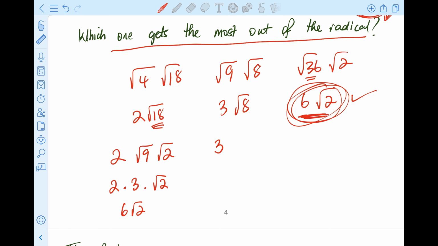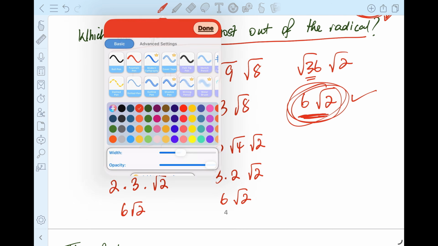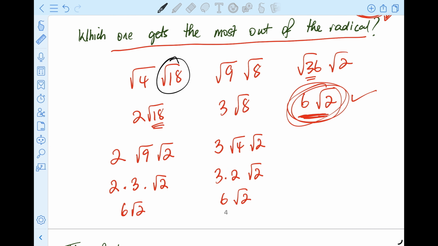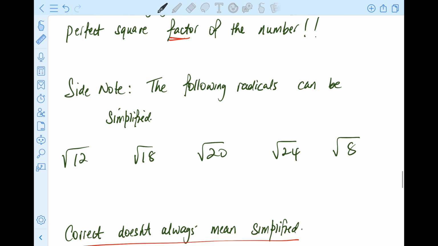Let's do this one. 3 root 8. What perfect square goes into 8 without leaving a remainder? Well, 4 and 2. So square root of 4, square root of 2. So this becomes 3 times, and what's the square root of 4? 2 root 2. This would be what? 6 root 2. So we're getting to the answer eventually, but if you don't use the largest perfect square, then we're going to end up with radicals that can be simplified further. So here are a few radicals that can be simplified further.